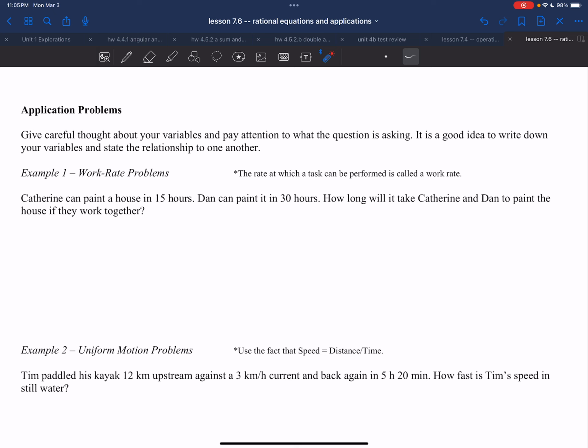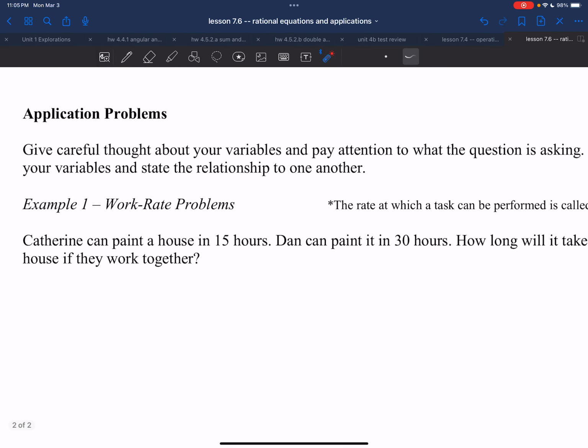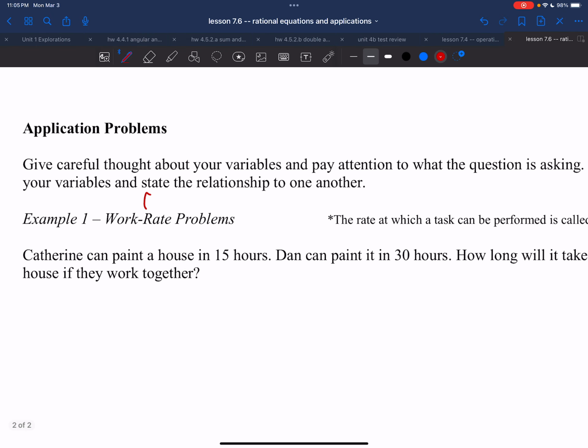Okay, so in this we have two kinds of problems. The first is what's called a work rate problem. The other is called uniform motion, but I'll get to that when we get there. What is a work rate problem? Well, the premise of work rate, which is also called combined rates, and you could Google this also if this video isn't enough, is the idea that some person or some entity is accomplishing or fulfilling a task within a certain amount of time, right?